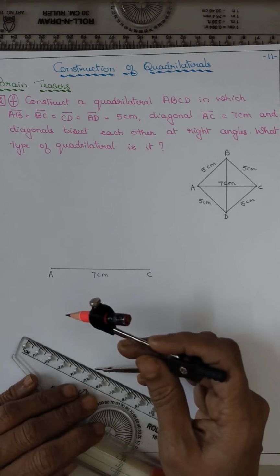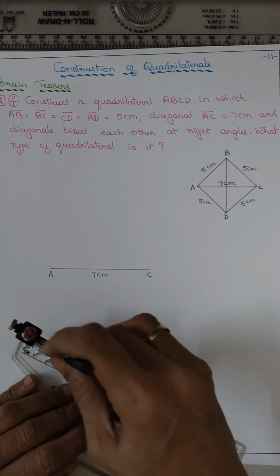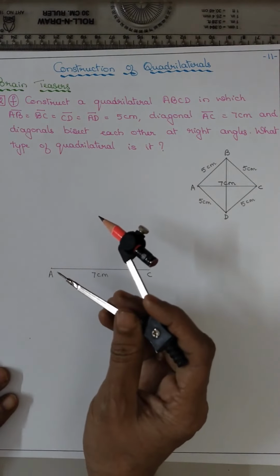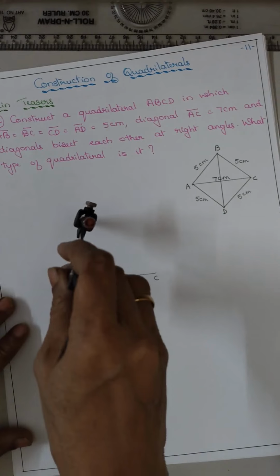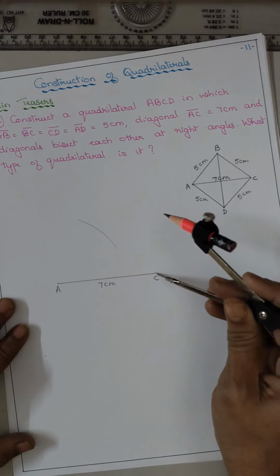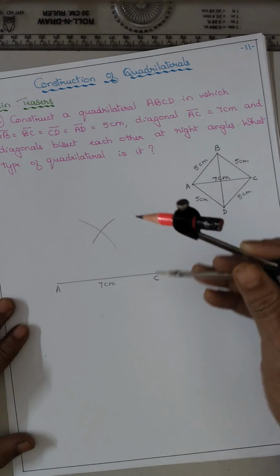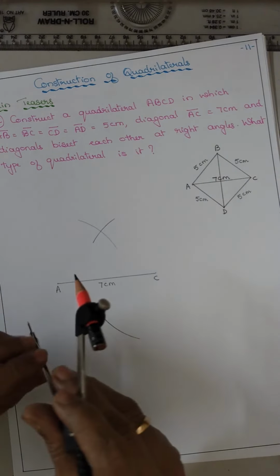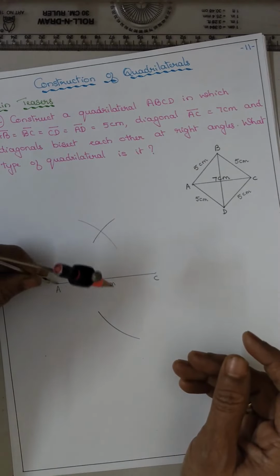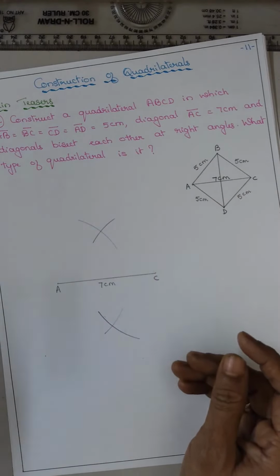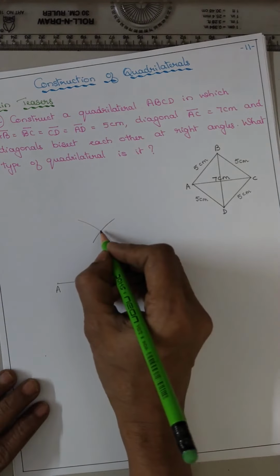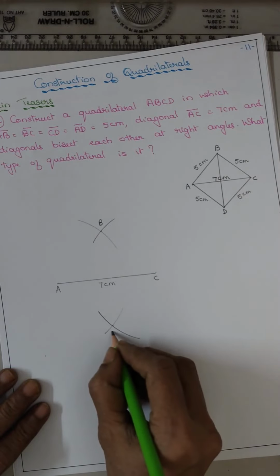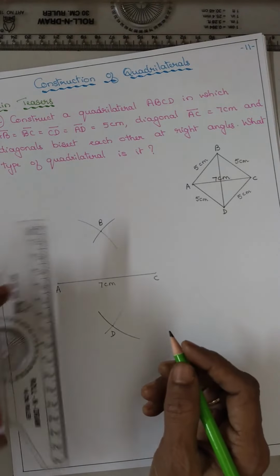This is 5 centimeter. Okay. All sides are equal. So from A, draw an arc. From B, draw another arc. Even on the lower side, the same measurement, and from A again the arc. So this point will be B and this point will be D. Join all the sides.